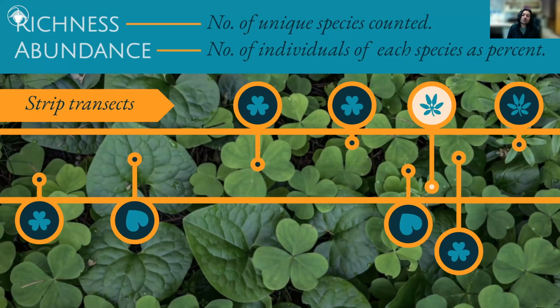So here we can do what's called a strip transect, now expanding the width of that transect. Again, not necessarily as applicable to a system like this where things are close together, but you can see just from this example that we've added another gallium to our abundance count.